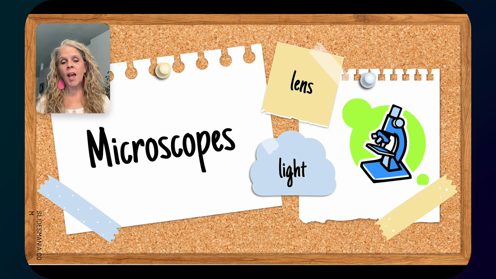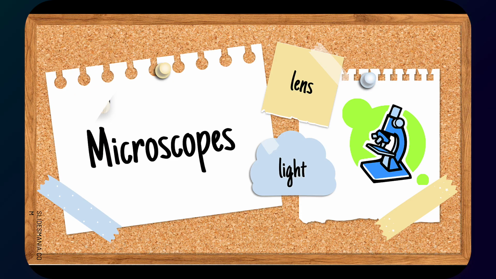Today we'll be looking at the most used piece of equipment in a forensics lab, and that is the microscope. We'll be learning about the different parts of it and what they do and how it all works. So let's get to it.